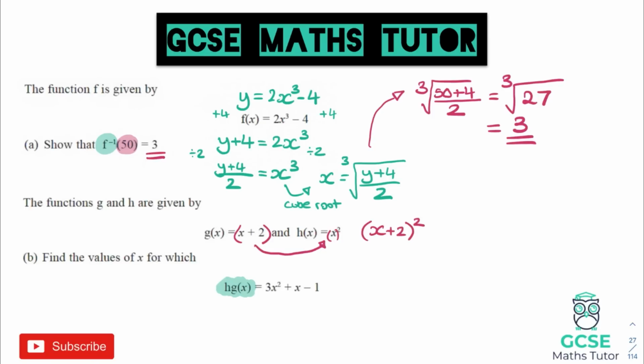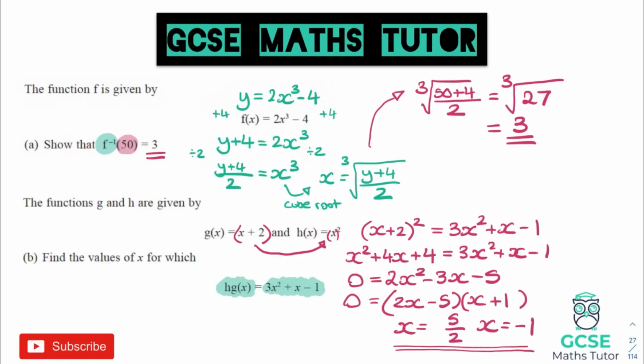Here we have a composite function again, hg of x, so we're going to substitute the function g into h, just putting a bracket around both and swapping what's in the brackets, and then again for this one we are going to expand, simplify, make it equal 0 and solve it.